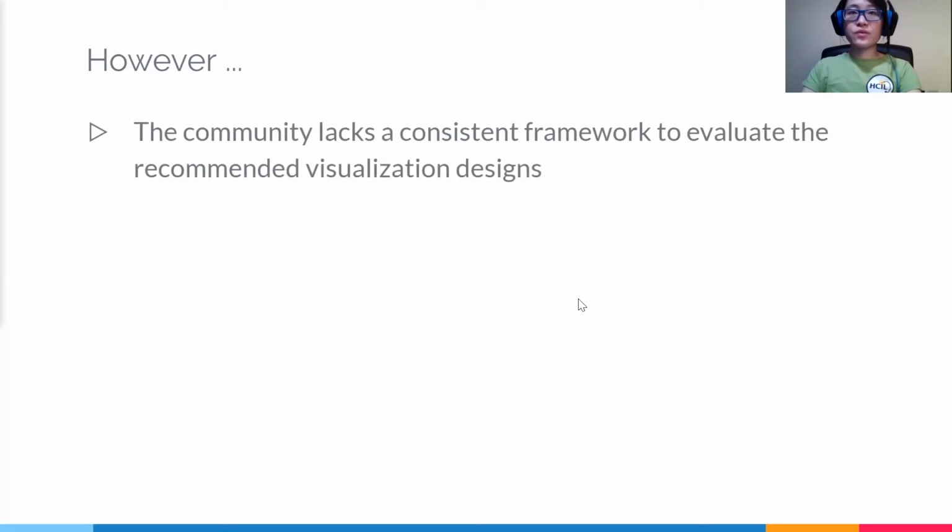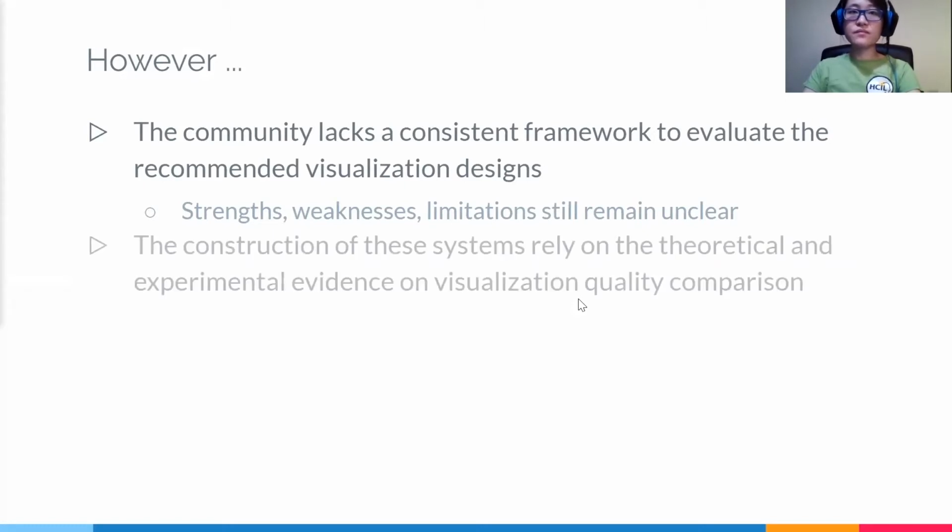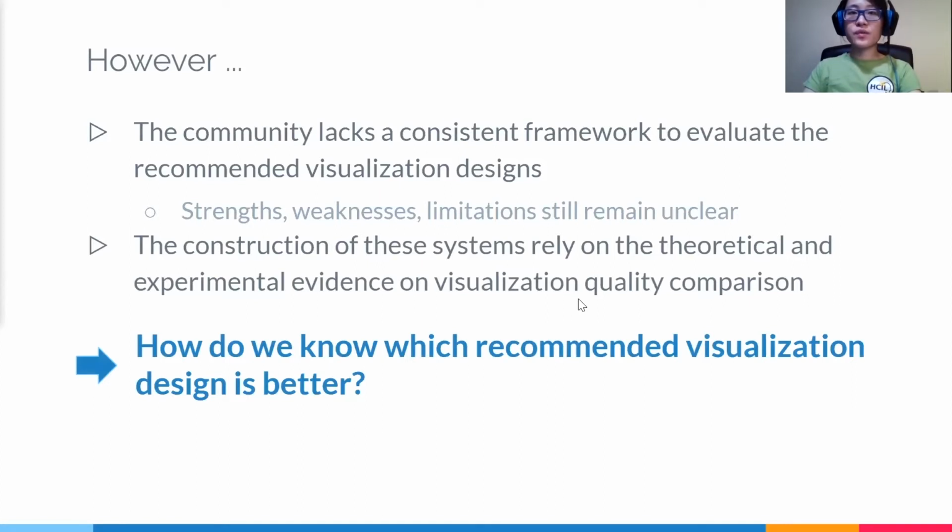However, different methods were used to build or evaluate these automated visualization design systems. But our community still lacks a consistent framework to evaluate the recommended visualization designs. Thus, the strengths, weaknesses, and limitations of the systems compared to each other remain unclear. We also observe that the construction of these systems relies on theoretical and experimental evidence comparing the quality of one visualization design versus another. So how do we know which of the recommended visualization designs is better compared to the other one?